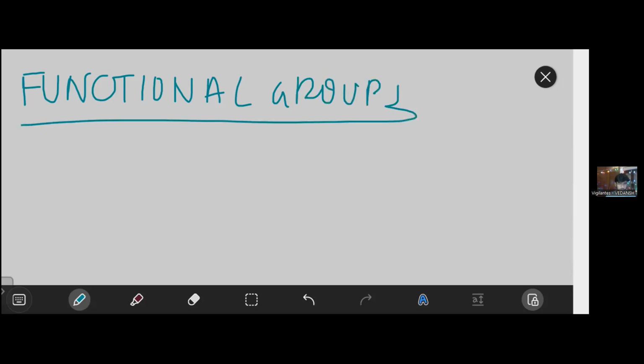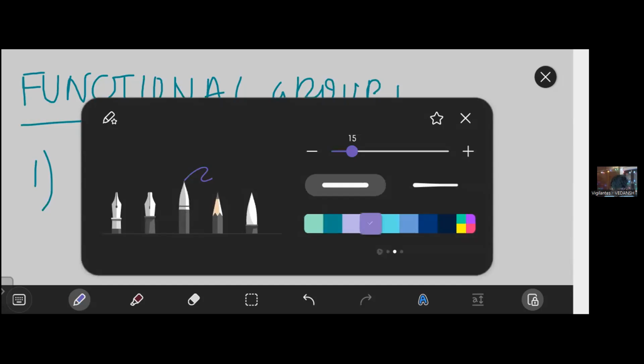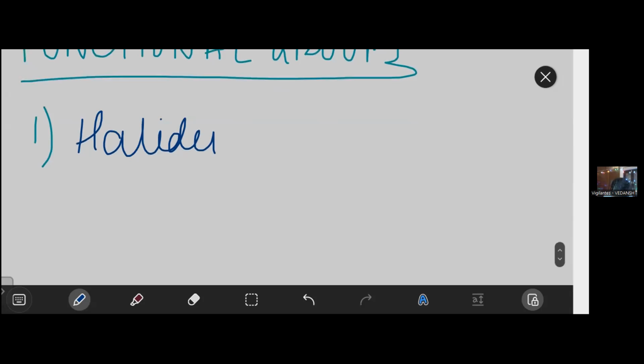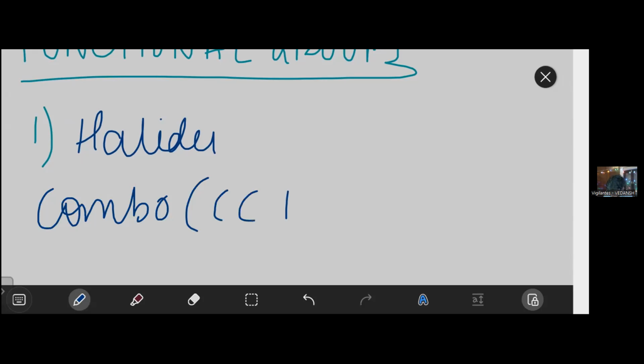Okay, what are functional groups? I already told you there are 6 kinds of functional group. So let us talk about them one by one and we will sort it out together. So the first ones are halides. Okay, halides basically, what are they? Halides are a combination of a carbon compound with halogens. So a combination of carbon compound plus halogen.